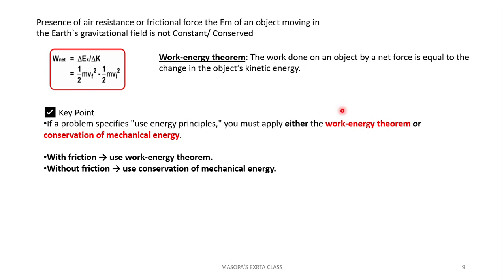So therefore you're going to use what? The work-energy theorem. Because of what? Because the mechanical energy is not conserved. But if there is conservation of mechanical energy, that means the mechanical energy is conserved in an object. That means there is no friction or other force. This is how you can remember.